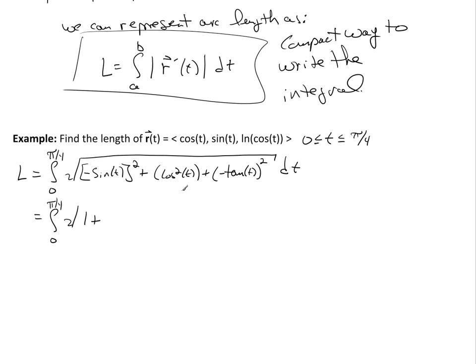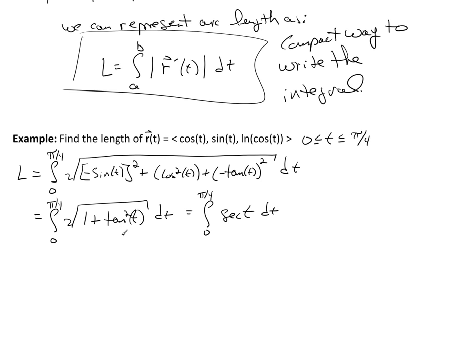of 1 plus negative tangent squared, which is just tangent squared, dt. Well, 1 plus tangent squared is secant squared. So this is actually the square root of secant squared. Well, square root of secant squared is just going to be secant. So this is really nothing more than the integral from 0 to pi over 4 of secant t dt.